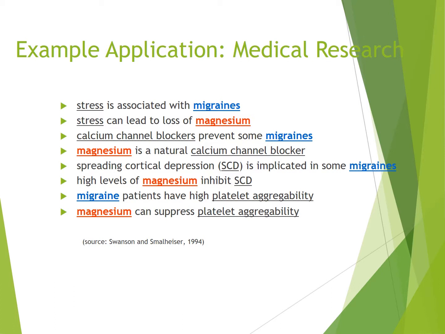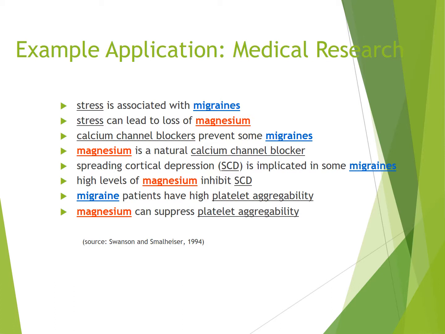So here's a set of associations that were derived from text analysis. The word stress was searched for, and it turns out that stress is associated with migraines. In other words, when we looked at journals, medical news, and other sources, the words stress and migraines tend to show an association. There's a relationship between the level of stress and the occurrence of migraines. Secondly, in those same journals, it turns out that stress could lead to a loss of magnesium, which is one of those chemicals that are in the body.